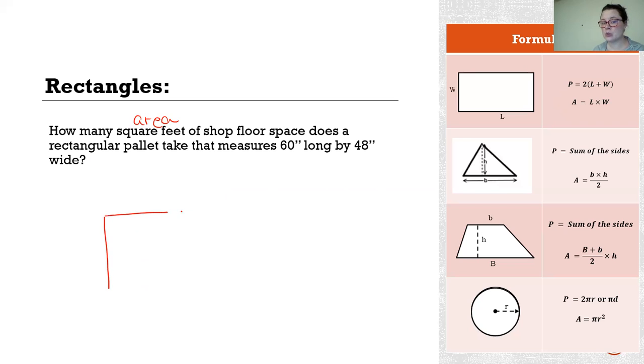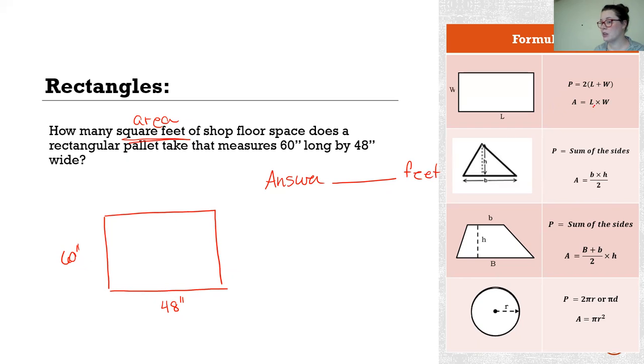So the first thing I always do is I always draw a picture. I find it really helpful. The picture's not given. So this pallet is 60 inches by 48 inches. Drawing the picture makes it easy to pick out which formula. Now, you'll notice it's asking for square feet and we have inches. It's going to be easier for us if we want the answer to be feet. We need to put feet in the formula. We need to put feet and feet in order to get feet out as the answer.